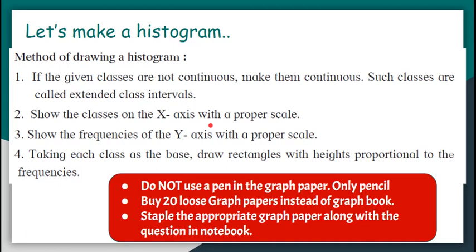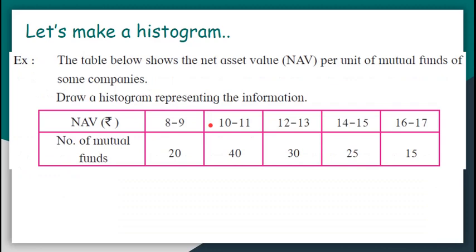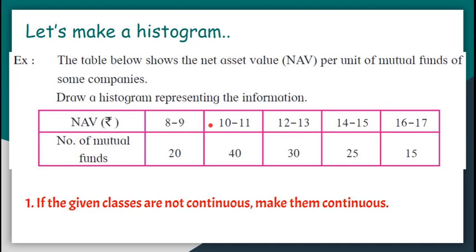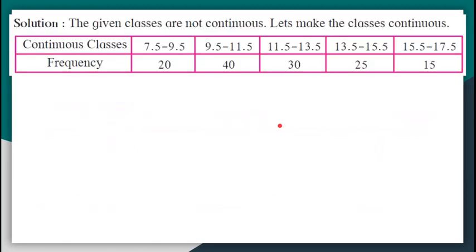So let's move ahead to our question. This was our question. The first step says that we need to ensure that the classes are continuous. The question here is, are the classes continuous? No, they are not. It's 9 and 10 over here, 11 and 12 over here. So I need to first make the classes continuous. How do I make that? This is how I am going to convert my discontinuous classes into continuous classes. I am going to shift 0.5 up and down in the classes. The frequency will remain the same.